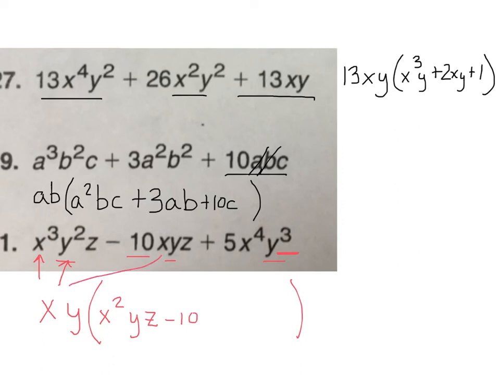I did take the x out, so I'm going to mark it out. And I did take the y out, but I didn't take the z out, so I'll write z. Plus 5. I took one of these x's out, so it's not to the 4th anymore, it's to the 3rd. And I took one of these y's out, so it's not to the 3rd anymore, it's squared. And so this right here is your completely factored form.